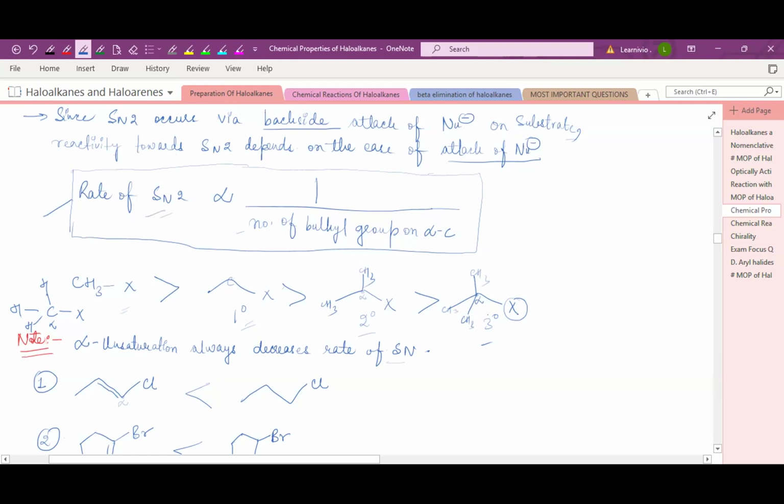Which one will have the least reactivity? This one. After that, this one, because in this compound there are two bulky groups attached to the alpha carbon. After this one, and this.